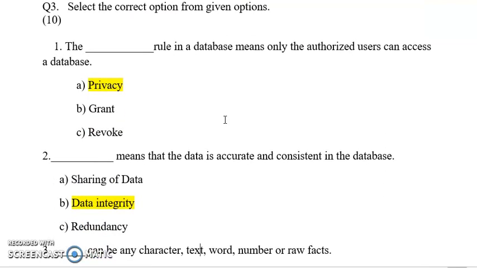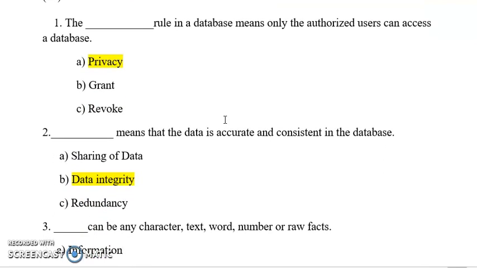Now we'll see the MCQs. So the first answer is privacy. Privacy is the rule in the database which means that only an authorized user can access the database. Only an authorized person can access the database. Next answer is data integrity. Data integrity means what? It checks whether your data is accurate, whether it is consistent, whether it is properly maintained.